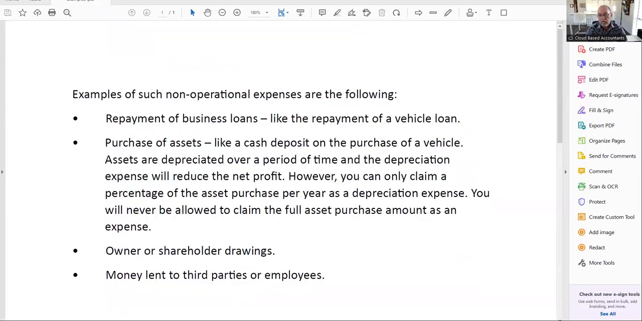It might be repayment of business loans, like the repayment of a vehicle loan, or purchase of assets, like a cash deposit on the purchase of a vehicle. So assets are depreciated over a period of time, and the depreciation expense will reduce the net profit. However, you can only claim a percentage of the net asset purchase per year as a depreciation expense. You will never be allowed to claim the full asset purchase amount as an expense. And then there's also owner or shareholder drawings, and then money lent to third parties or employees.